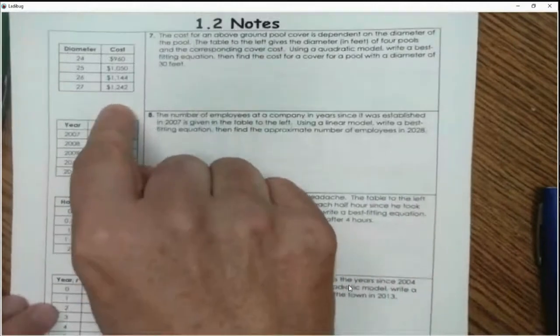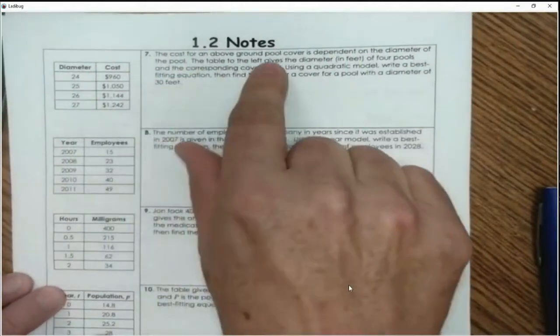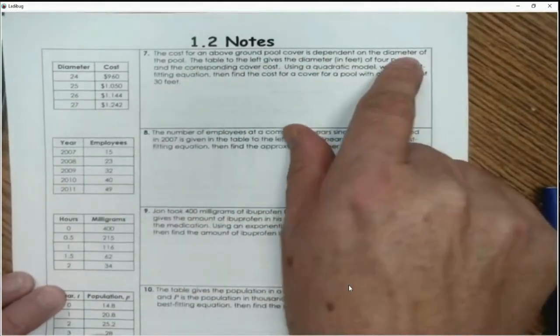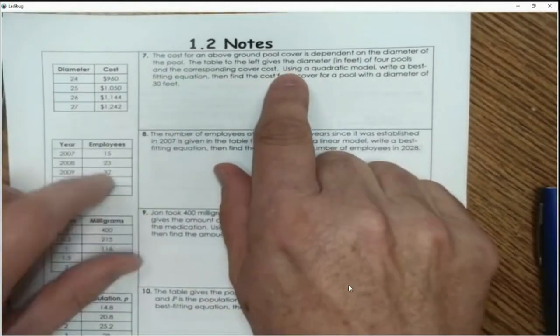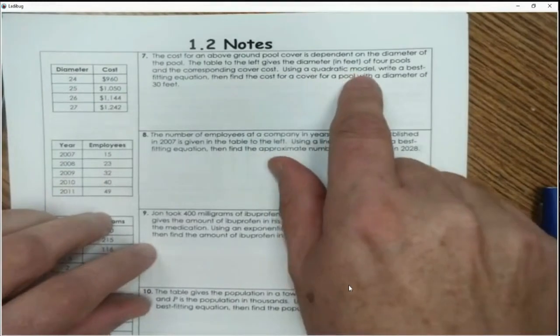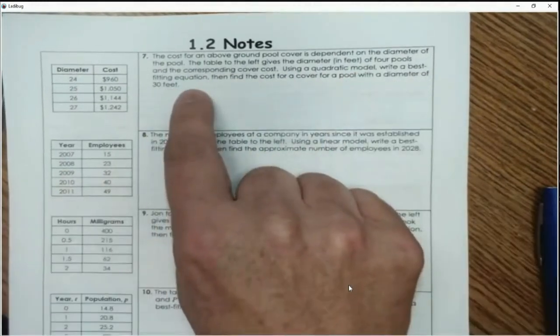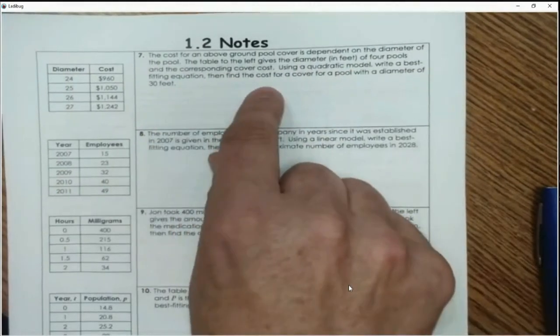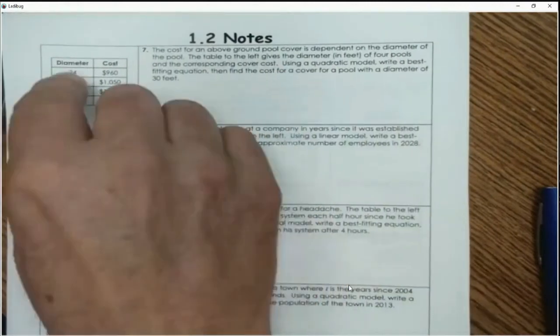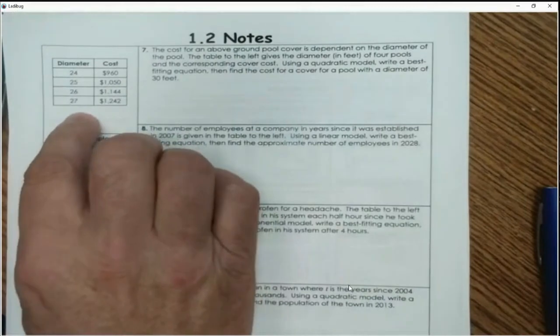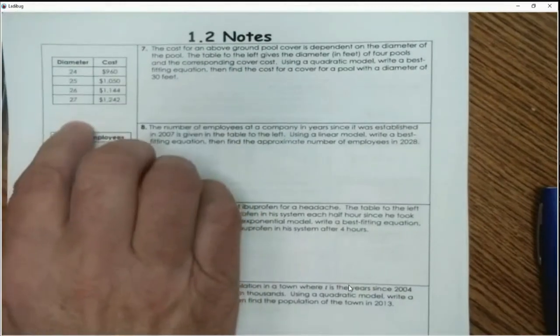It gives you this information on the left. It says the cost for an above ground pool cover is dependent on the diameter of the pool. The table on the left gives the diameter of 4 different pools and the cost. Using the quadratic model, write a best fit equation. Then find the cost of a cover for a pool with a diameter of 30. So basically, they want you to get your equation and then extrapolate information from it.